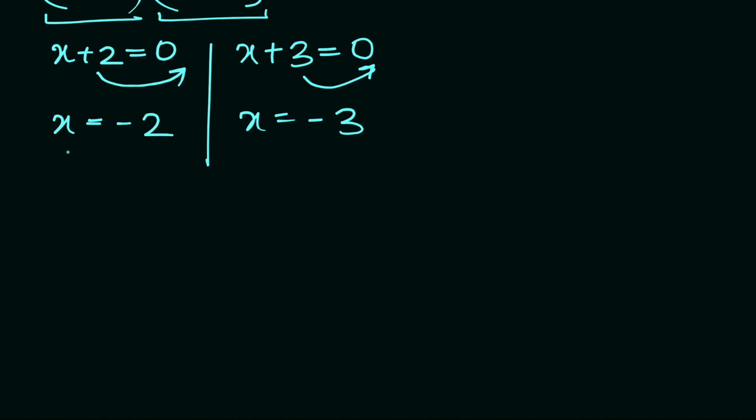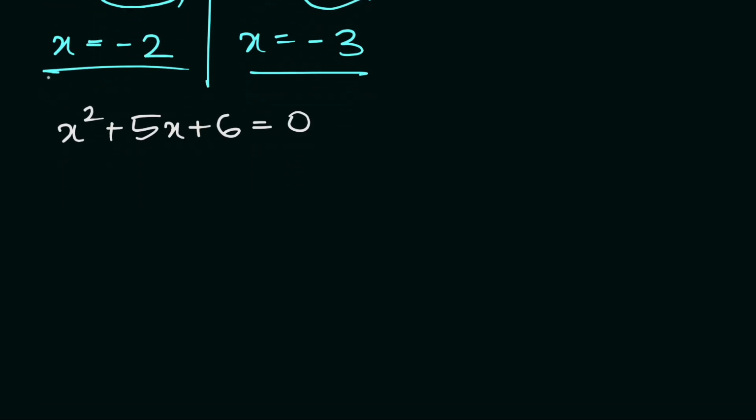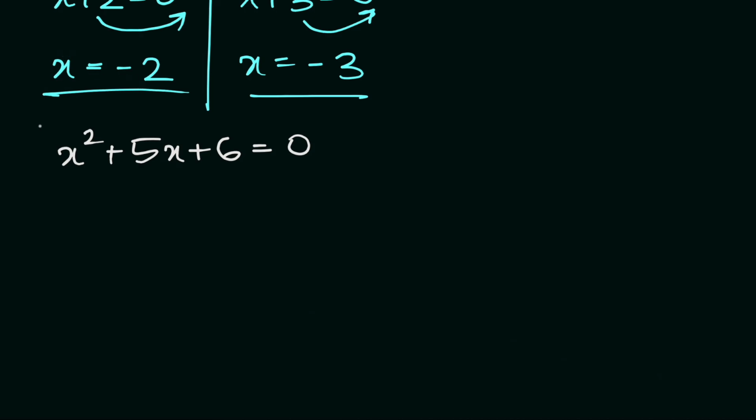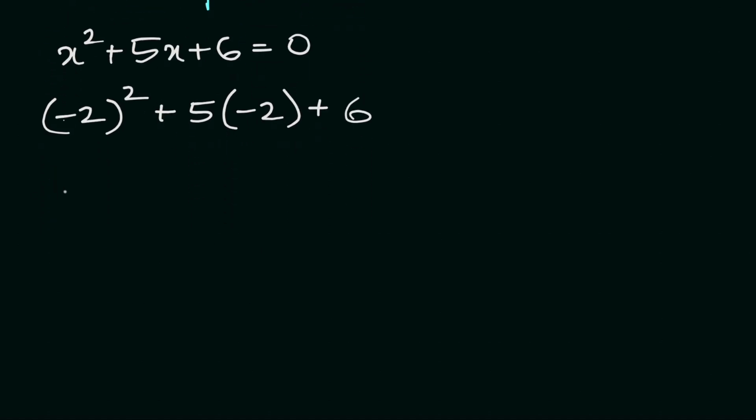So our values for this equation are x is equal to minus 2 and x is equal to minus 3. Just to check, our first equation was this, correct? Now let's substitute the value of x into this. So we put minus 2, okay? So minus 2 whole to the power 2 plus 5 into minus 2 plus 6 should ideally be equal to 0. So we'll see if that's true, okay?